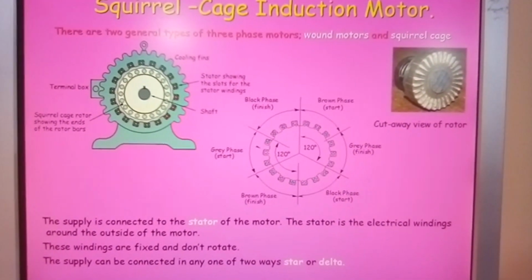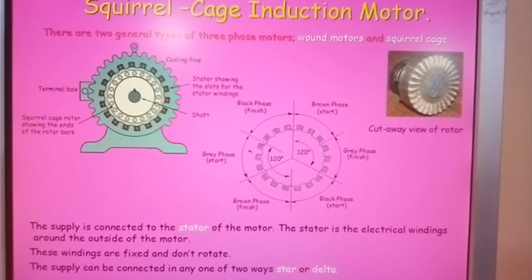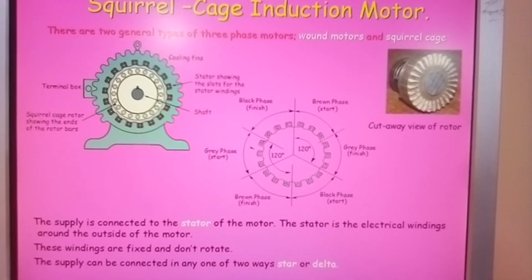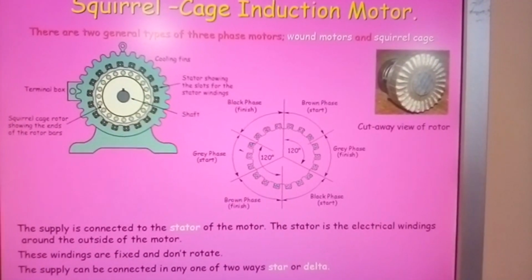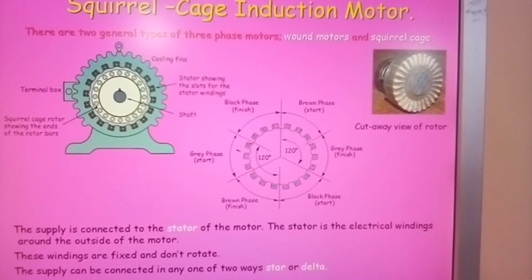Let's pan back, make sure we get a full view of this. Okay. Squirrel cage induction motor. Now there are 2 general types of 3-phase motors: wound motors and squirrel cage.